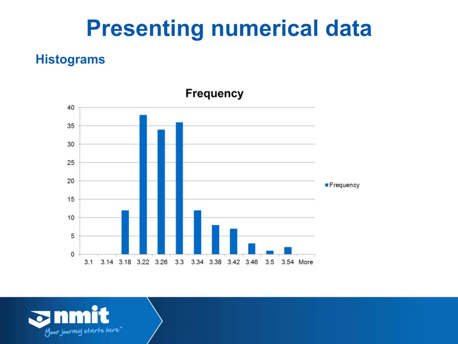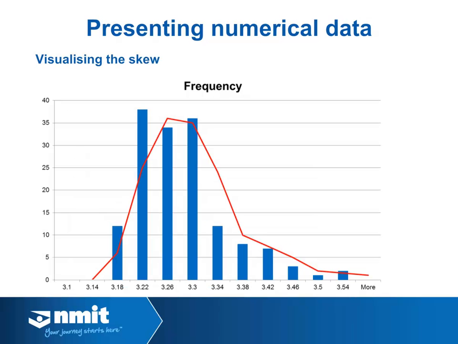This looks like a right skewed distribution to me. We'll have a look on the next slide to see if we draw a line over it, if we can visualize that skew. And yes, I've got Excel to draw a trend line over the top to follow as best as possible the peaks of this histogram. And yes, you can see quite clearly that there is a right skew in this data.